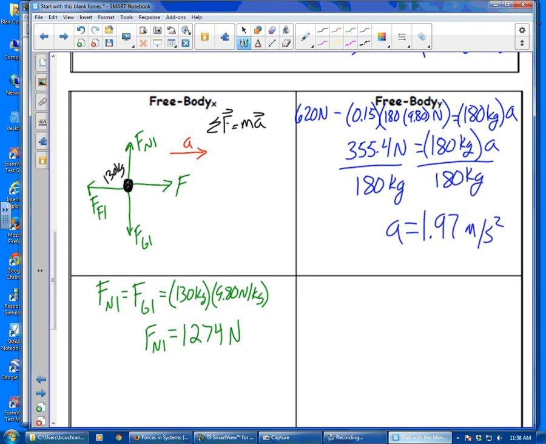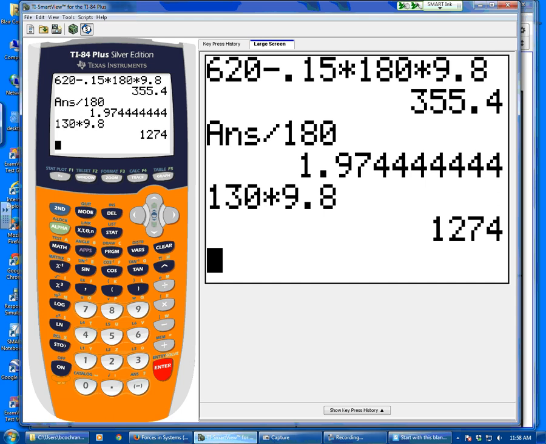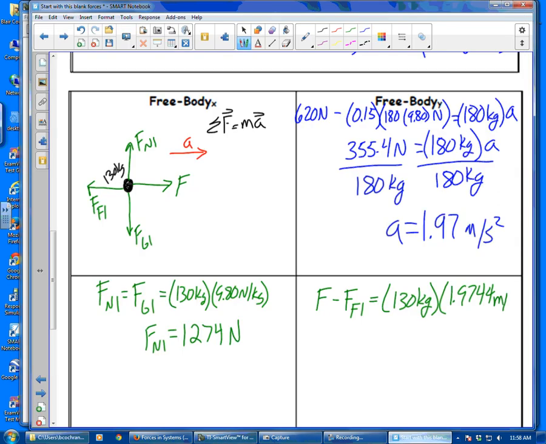Alright. So, now I need to do the x direction here, which would be F minus FF1 equals 130 kilograms times A. I know A. 1.97, I think it was. Meters per second squared.